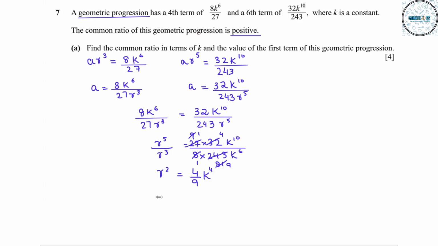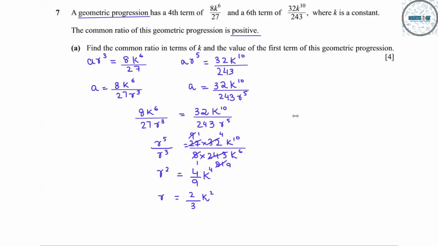We can take square root on both sides, so this will be r. Square root of 4 is 2, square root of 9 is 3, and square root of k power 4 is k square. As the common ratio is positive, we will just consider the positive value. We will not consider the negative value here. And then we have to find the value of the first term. It means that we have to find a.